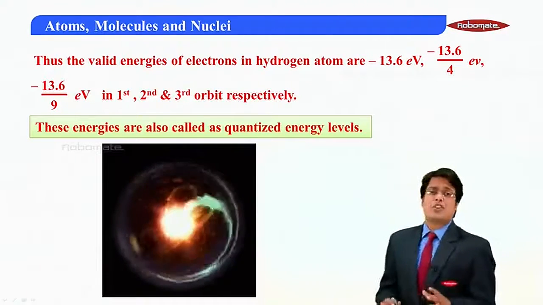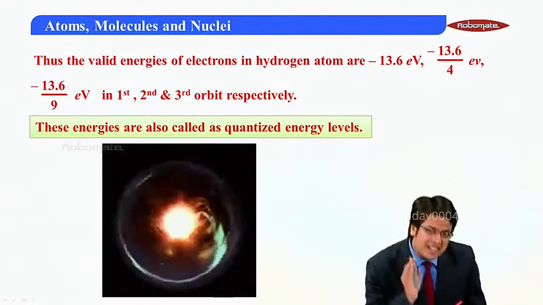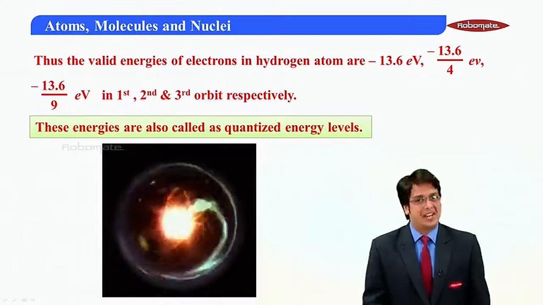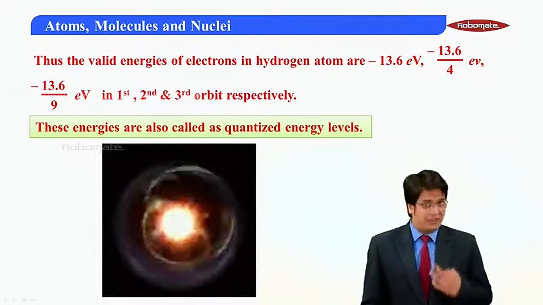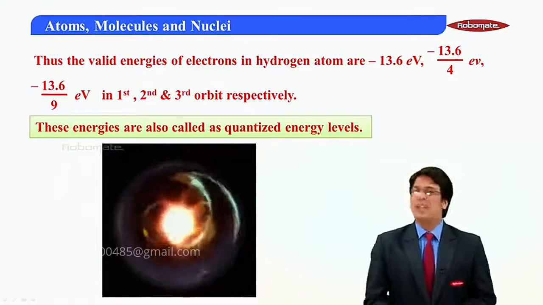These energies are also called quantized energy levels. Though the formula is a little bit tough, dear students, I'm pretty sure you will master the art. So in this chapter, remember three formulas: radius, velocity, and energy. See you soon in my next module.